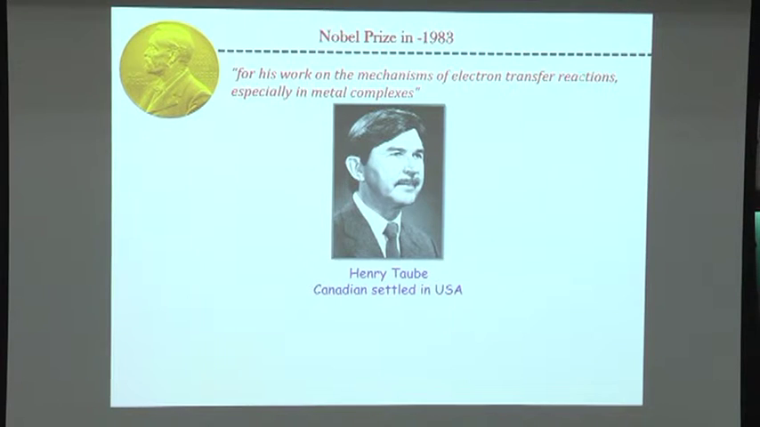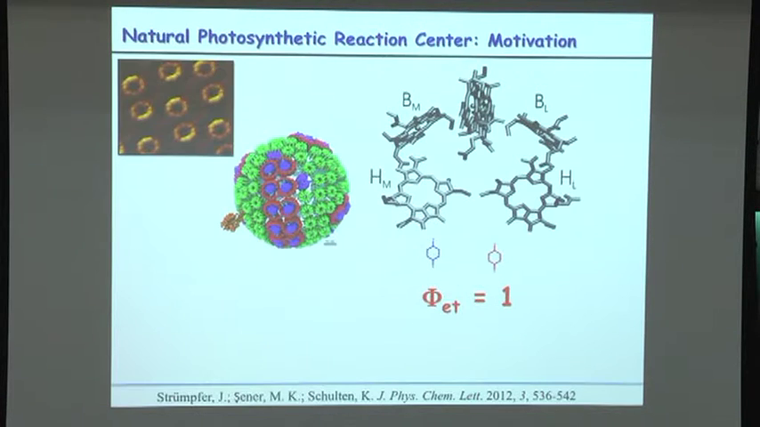From the seminal work of Henry Taube, it was shown that you can have electron transport between metallic complexes, and it was recognized in 1983 for this body of work that he carried out precisely on metal complexes alone. Since then, people have started understanding electron transport in various contexts, and here is one of the interesting examples.